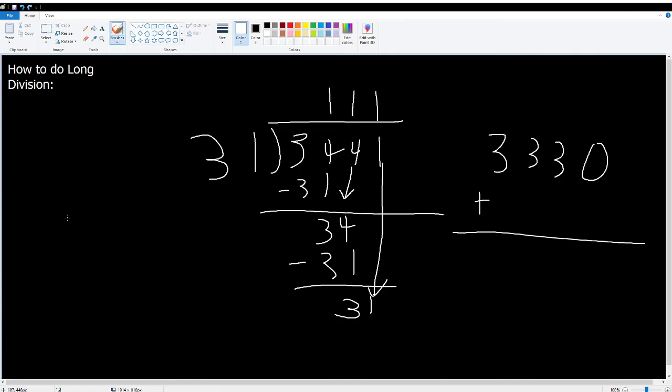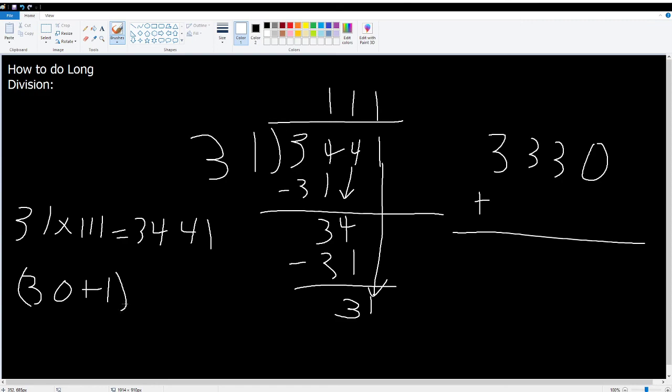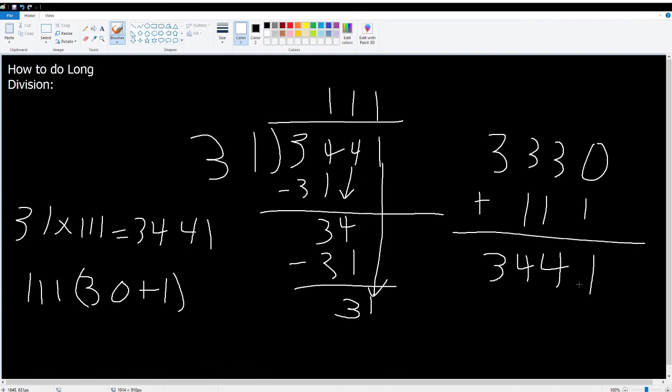So when you say 31 times 111 is 3,441, you could break down 31 as 30 plus 1 times 111. Usually we're used to seeing the multiplication on the left side. So you do 111 times 30, which is 3,330. And you need to add one more 111. So this is how you get 3,441. All right, so that's how you check. A little mishap or a little mistake there, but at the end we got it right.